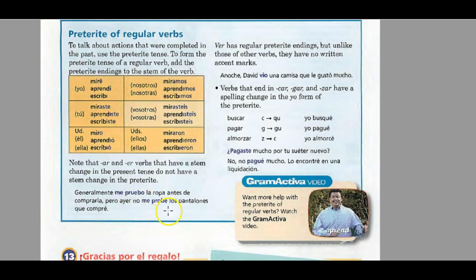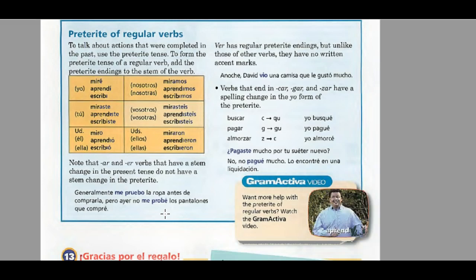But in the past tense, it's not stressed anymore. So it does not change. That vowel does not change into the UE. And that works with all stem-changing verbs that you saw, like comenzar or empezar. Okay, instead of comienzo, comienza, etc. It's comencé, because you're not stressing that vowel anymore.